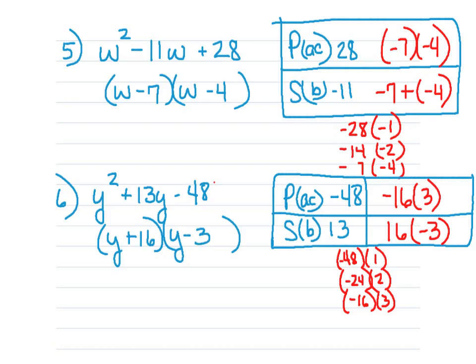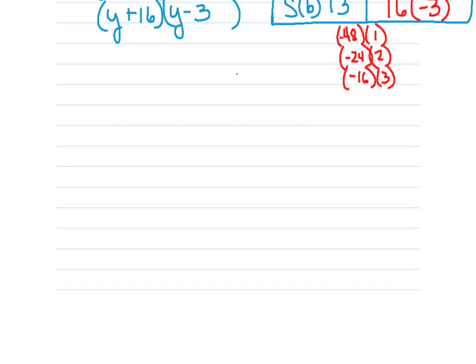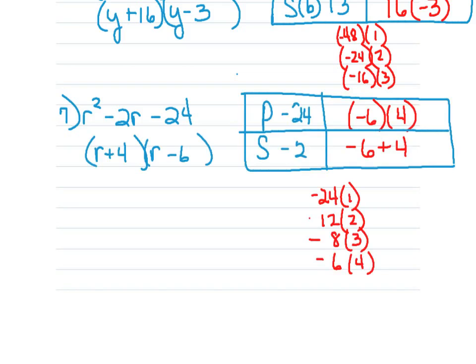Try number 7 on your own. Hit pause and then check your answer. Okay, please check your answer. The factors are r plus 4 times r minus 6.